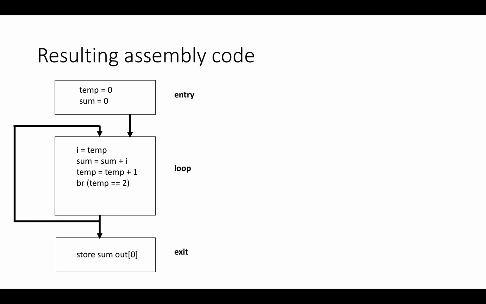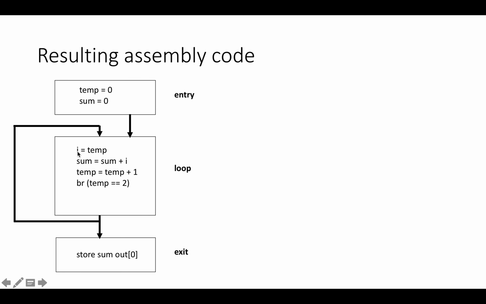So, what does the assembly code look like, first of all? Because compilers don't really pipeline C for loops, they pipeline assembly code. So we're going to have three basic blocks, an entry block, a loop block, and an exit block. And we're going to set this temp variable to be 0, we're going to set sum to be 0, and then we're going to jump into the loop block.